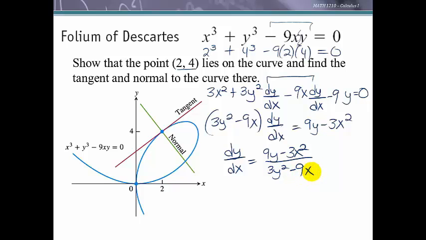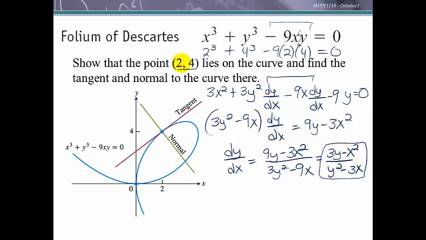Now I could simplify this a little bit because I see that there is a 3 in everything, so I could factor a 3 out here and then cancel those. So that would leave me (3y minus x squared) over (y squared minus 3x). So here is an expression then that given any x and y, I could find the derivative there, which is the slope of the tangent to the curve at that point.